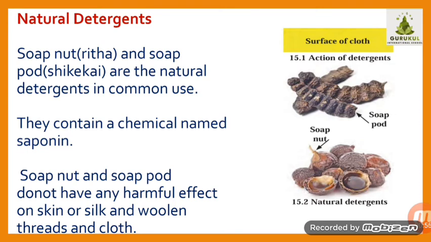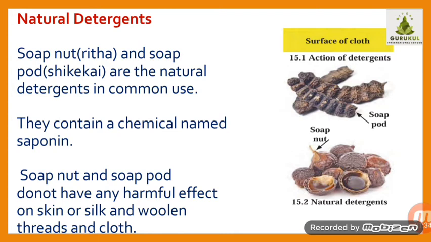You can see in the figure that the brown colored part down there are called soap nuts. They are round in shape, brown in color, and inside the soap nut a black colored seed is present. Whenever you want to use the soap nut, or Rita, we have to break it, remove whatever seed is inside, and boil the brown colored covering of the soap nut in water.